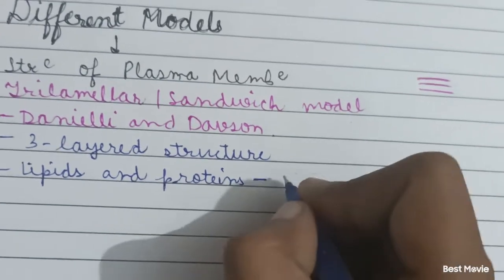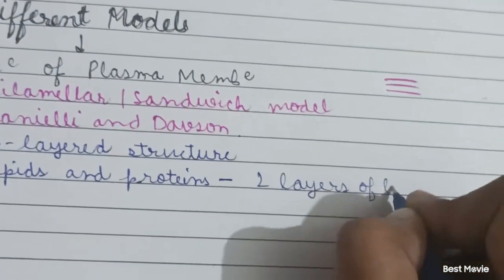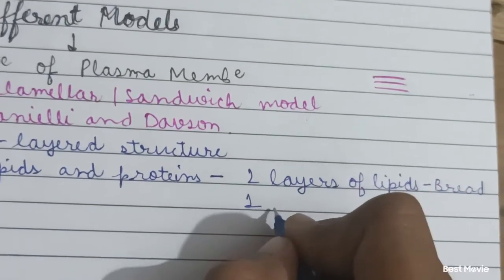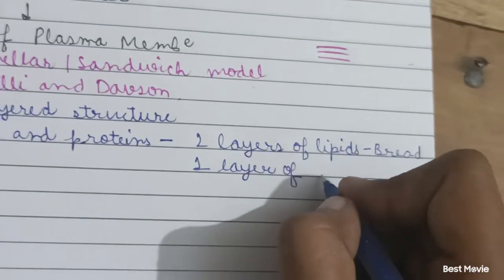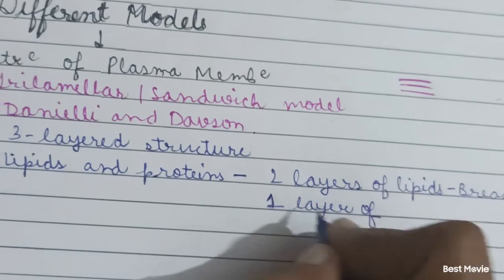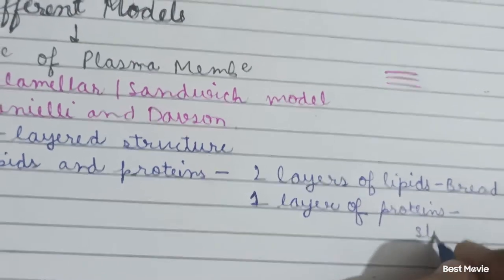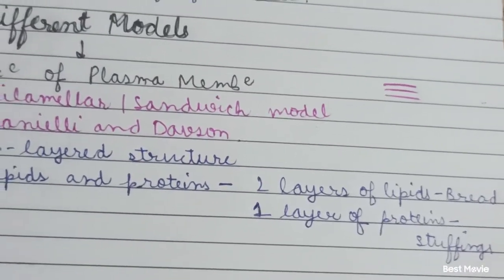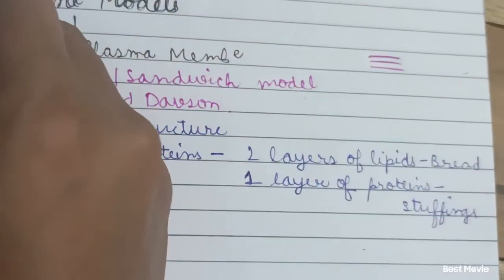It has 3 distinct layers, out of which 2 layers of lipids represent the bread of the sandwich, and a layer of proteins, which was wrong, as I told you that proteins are spread throughout. But they said that it has a layer of proteins, which represents the stuffing. So just because the proteins are not a layer and are spread throughout, the model was rejected.